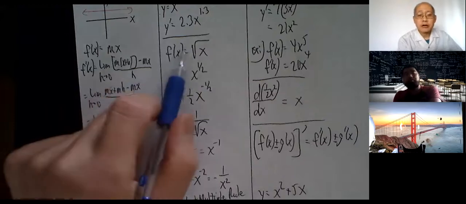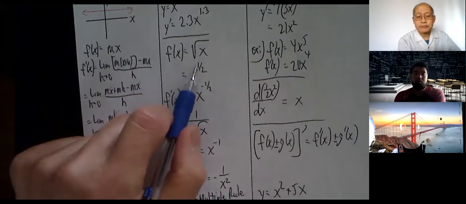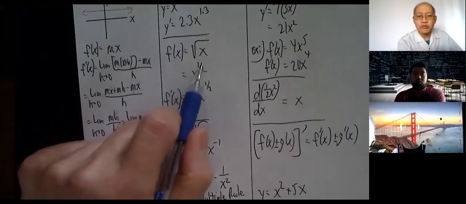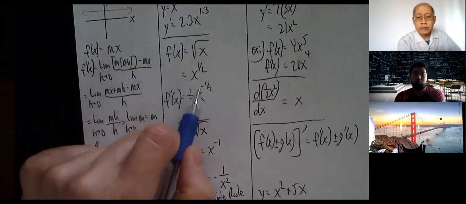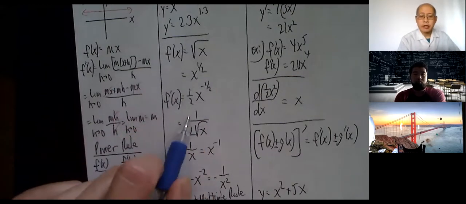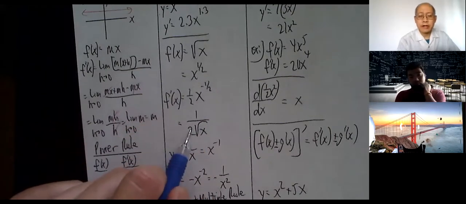All right, so radical x means x to the 1/2. Now I do the power rule. 1/2 comes down. x to the 1/2 minus 1 is negative 1/2. x to the negative 1/2 means radical in the denominator, so 1 over 2 radical x, like so.